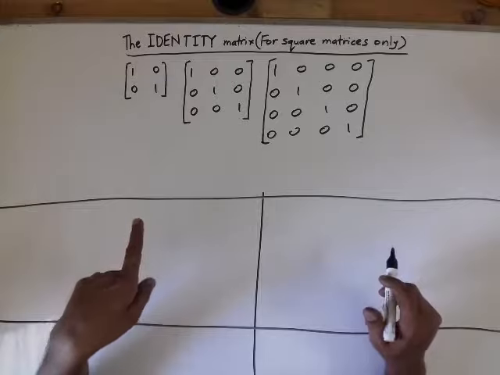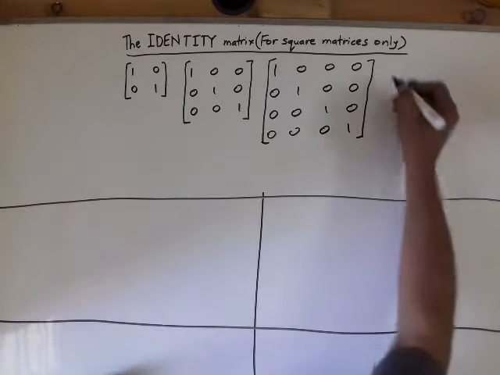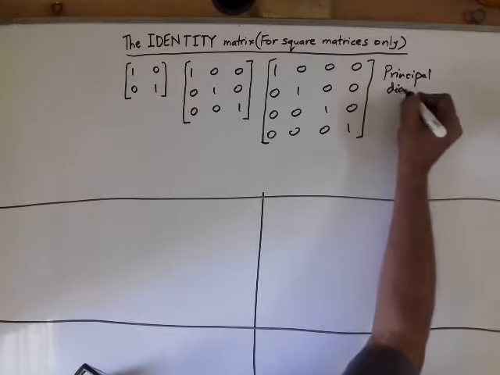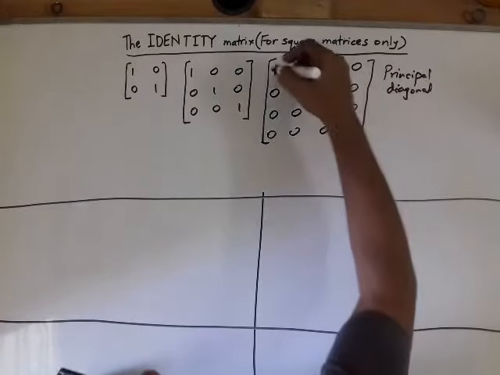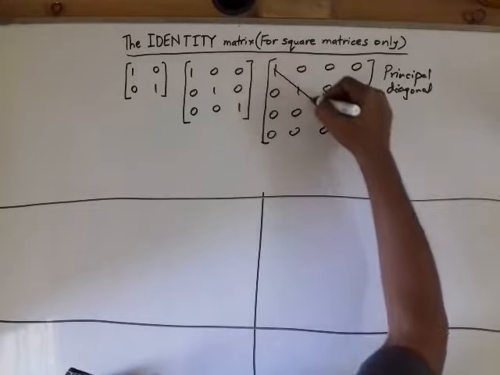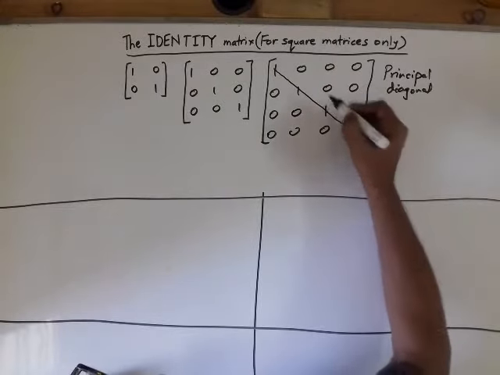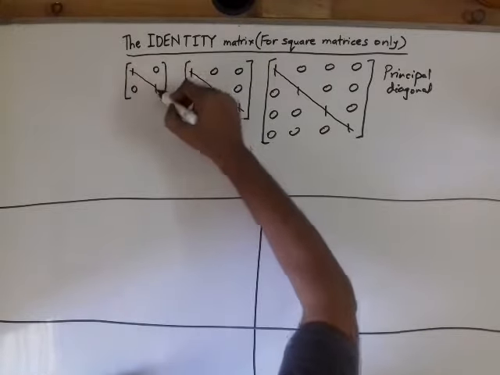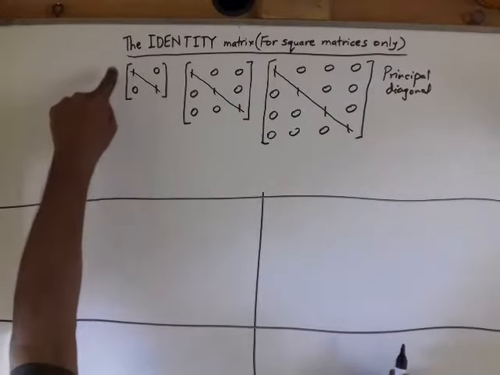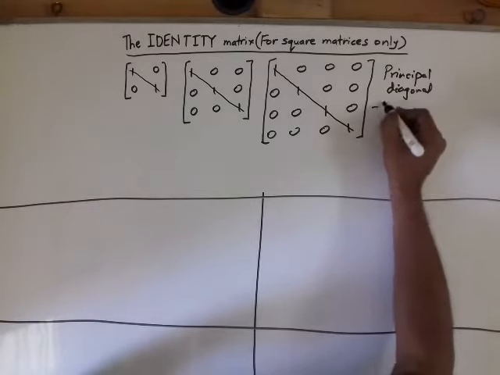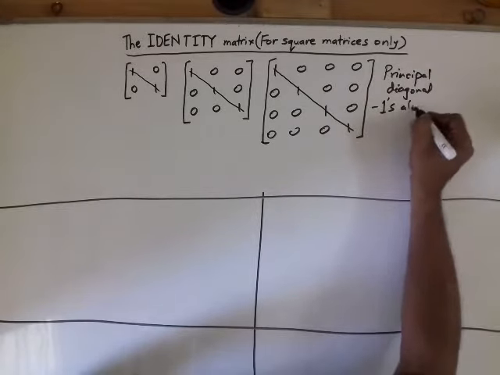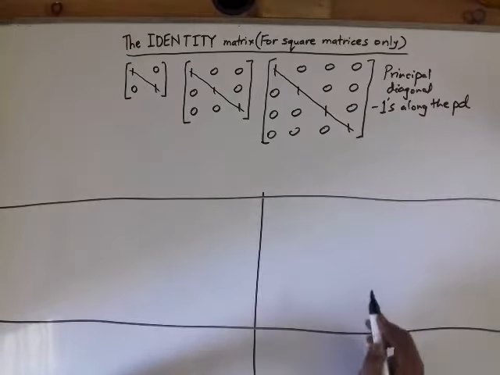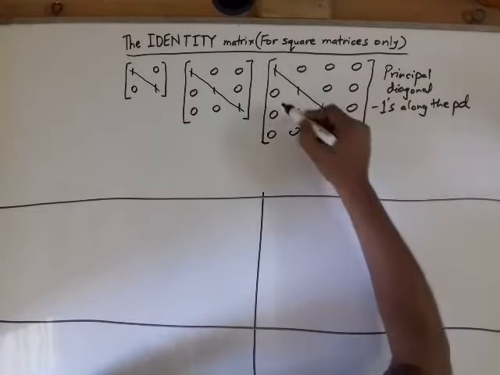Now look at the diagonal of each matrix, what is called the principal diagonal of a square matrix. You start from this element and go right down here. This is the diagonal. This is the principal diagonal. So an identity matrix has ones along the principal diagonal, and all other elements are 0.